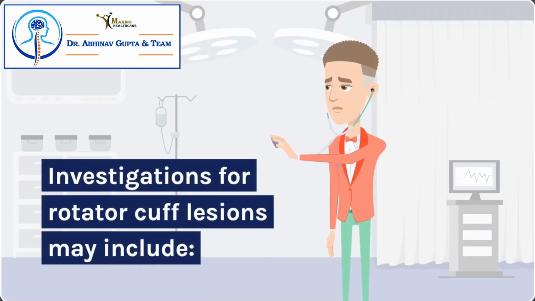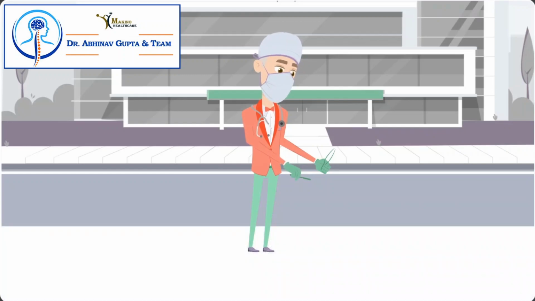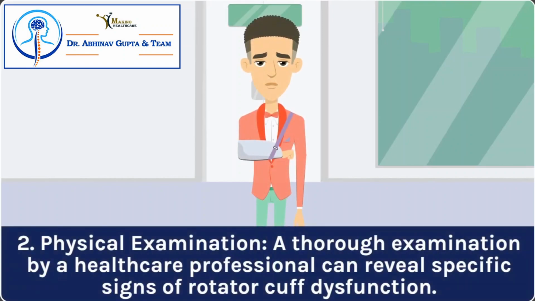Investigations for rotator cuff lesions may include: 1. Imaging studies. X-rays can help identify bone abnormalities, while MRI or ultrasound is more effective in visualizing soft tissue injuries. 2. Physical examination. A thorough examination by a healthcare professional can reveal specific signs of rotator cuff dysfunction.